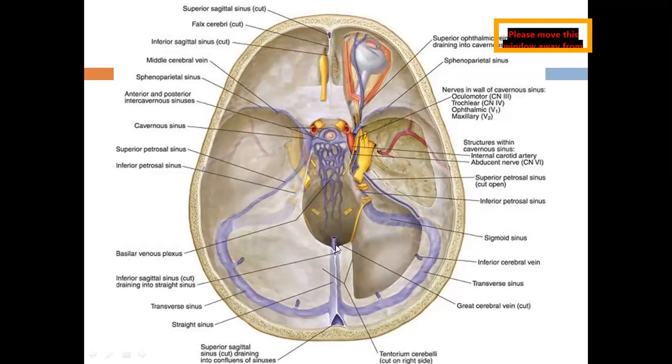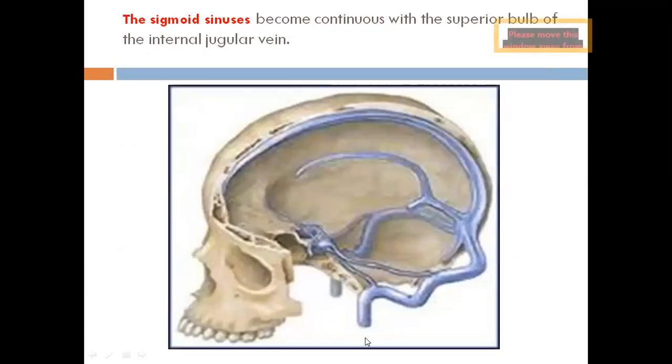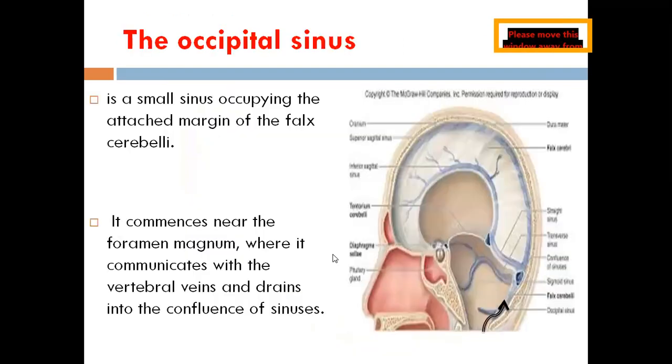So now to summarize, this is straight sinus, this is confluence of sinuses, right transverse sinus, left transverse sinus. If you remove the dura mater, you will see there is a sigmoid sulcus in posterior cranial fossa where we have sigmoid sinus which comes out through the jugular foramen to move into internal jugular vein. So this will be the internal jugular vein. This is the complete sigmoid sinus. Okay, it becomes continuous with the superior bulb of internal jugular vein.